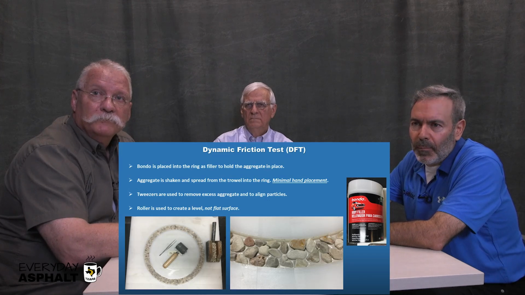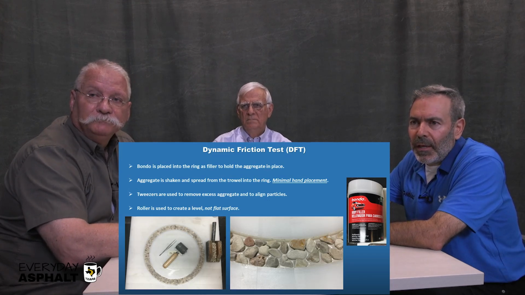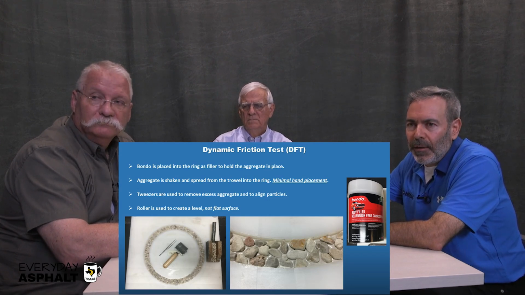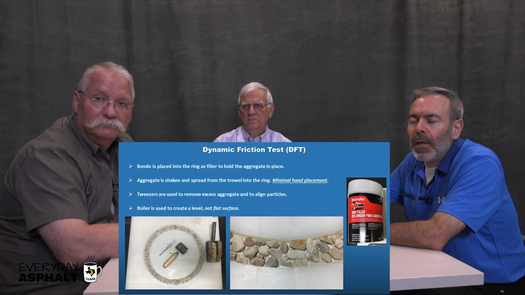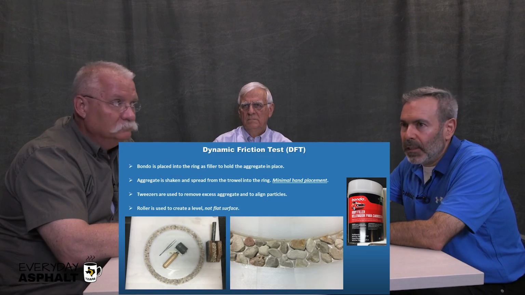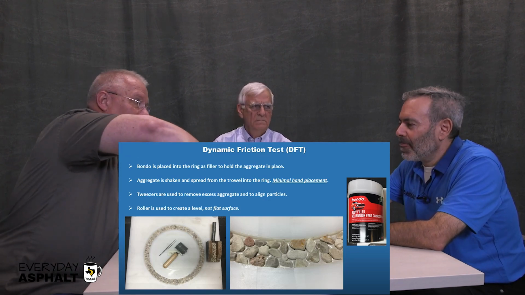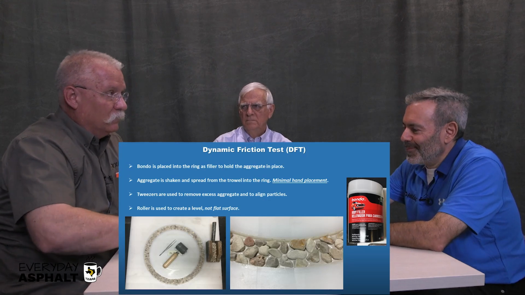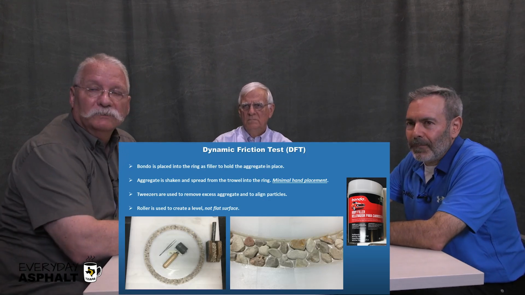And here's a close-up. As you can see in that ring, the aggregate's pretty tight. There's a scoop of how it's spread, and we place some Bondo. But the key is minimal hand placement. You don't just dump it around and make sure it's square, but you're not sitting there reorganizing each piece. Right. Gotcha.